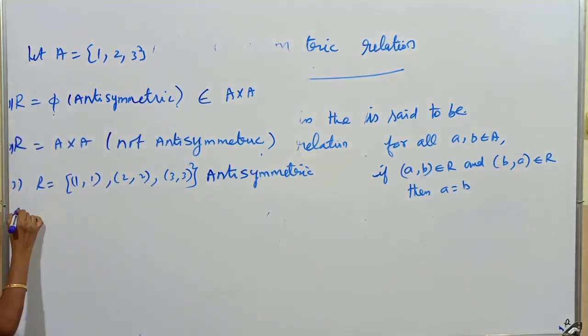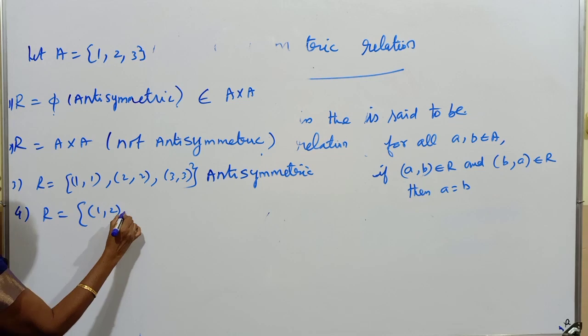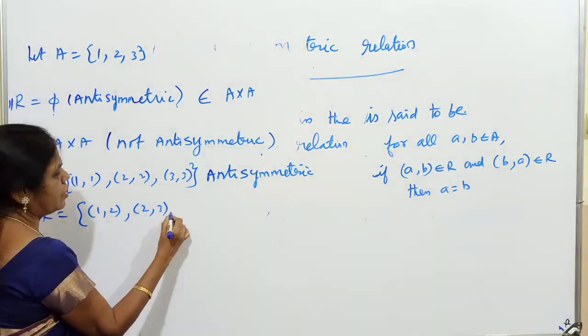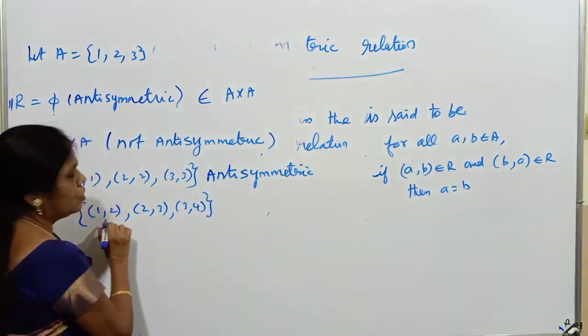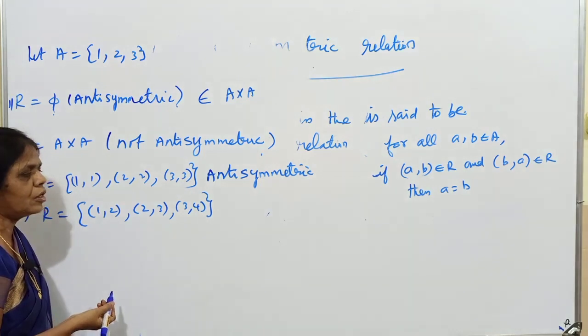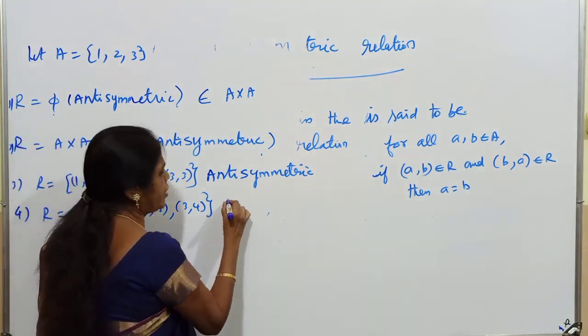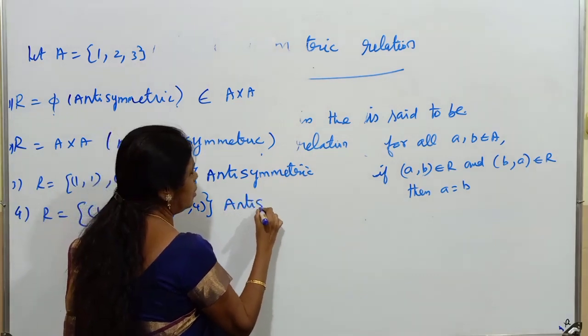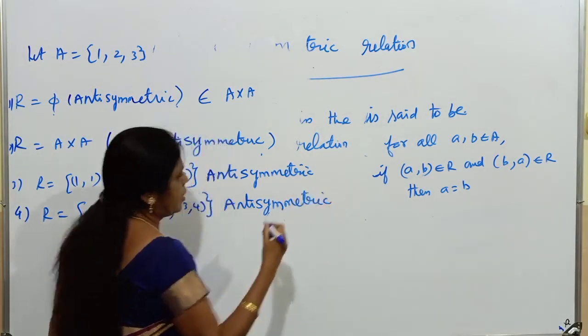Right. Next one. R equal to, see that (1, 2). Let me take (2, 3), (3, 4). You can see that here for all (a, b) belongs to the relation, there is no (b, a) belonging to the relation. So you can call it as antisymmetric. Right.